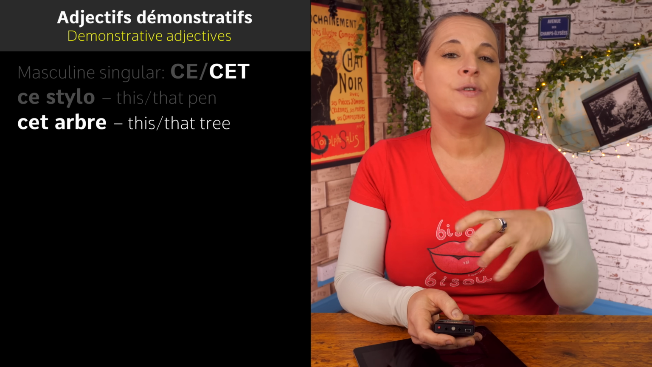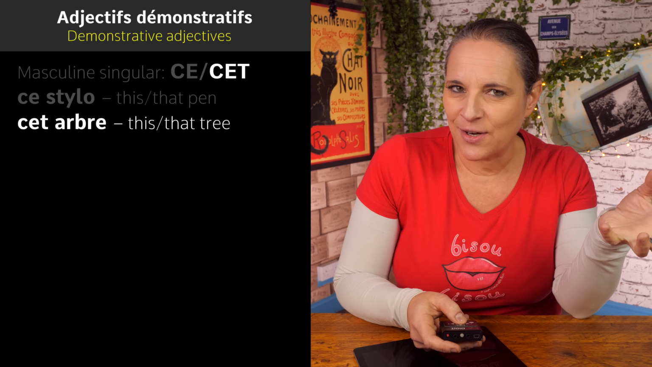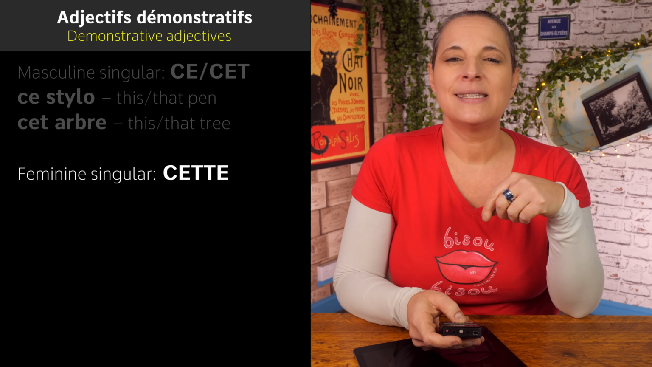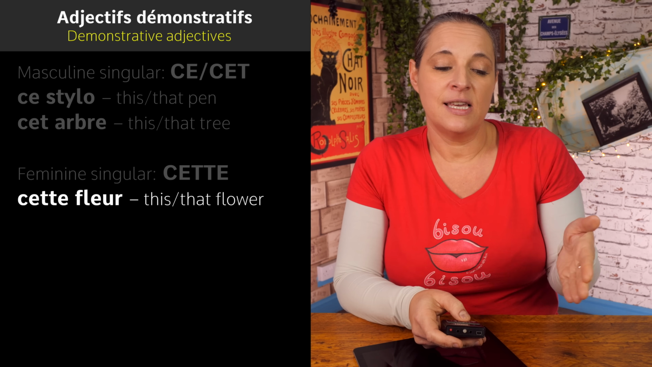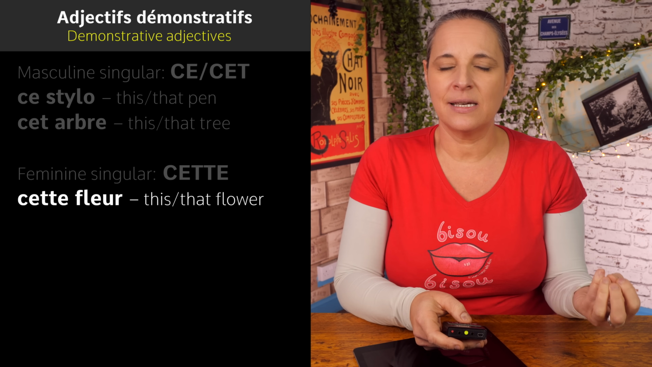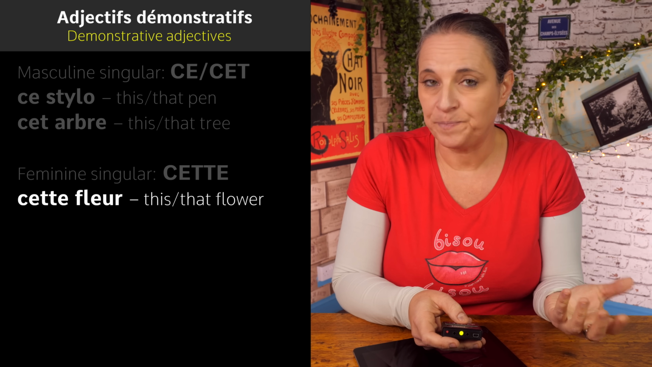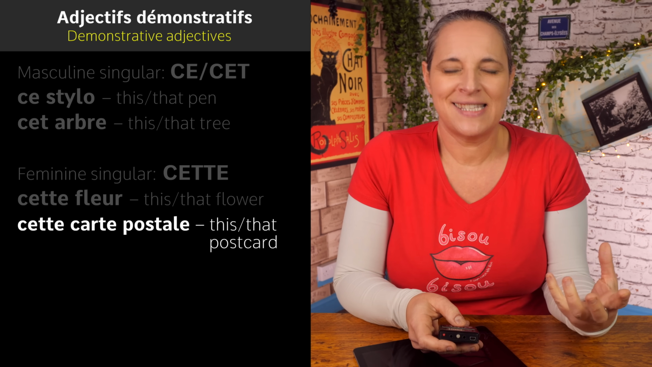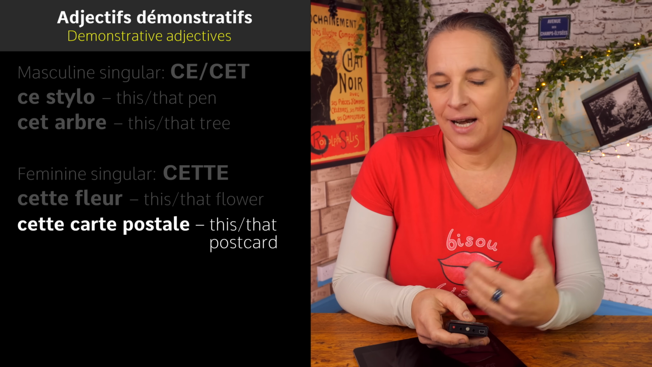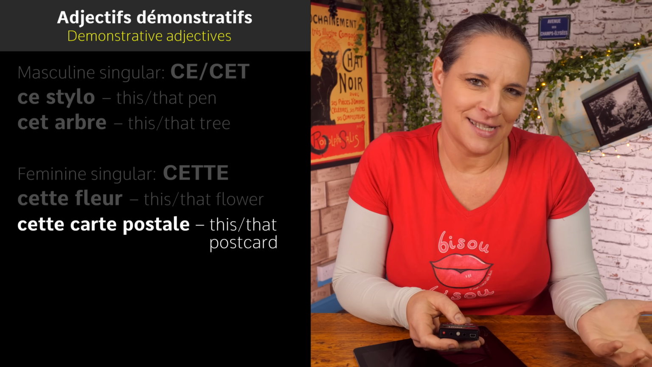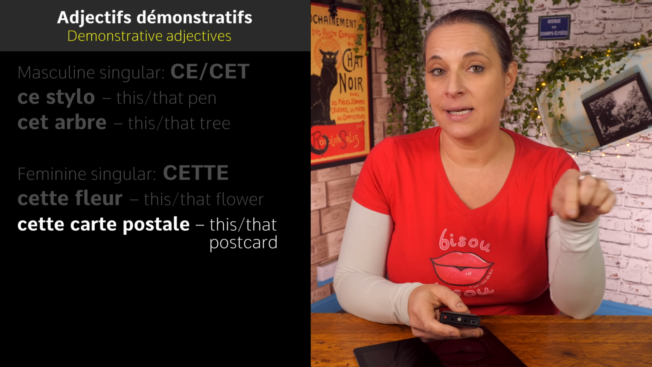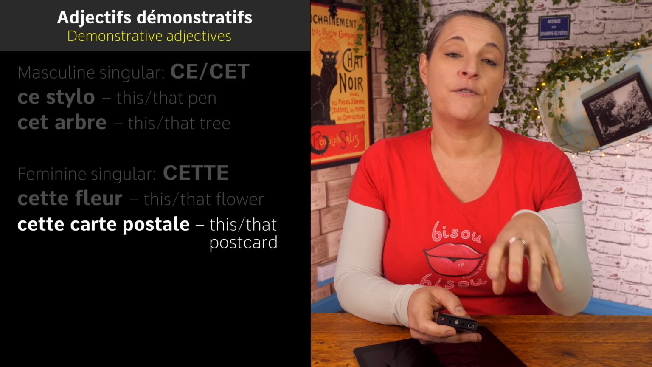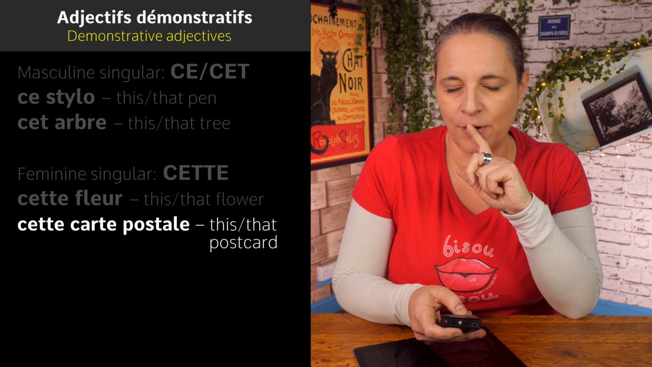Now, when you use a feminine singular noun, it will be CETTE, C-E-T-T-E. So you would say this flower, cette fleur, for example. Or you could say cette carte postale, this postcard. And as you can see, the difference between cet and cette is that cette has a double T-E, so it refers to a feminine noun, okay?